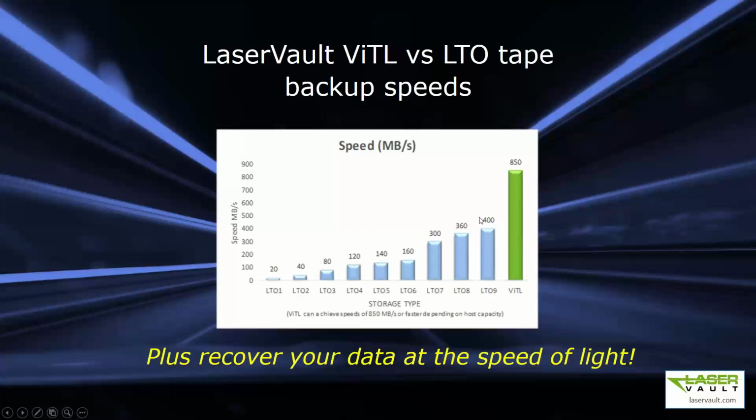So Vital versus LTO tape backup speeds, you can see the difference, even between LTO 9 on the far right there at 400 megabytes a second, up to 850 megabytes a second for backup speed using virtual tape and using disk instead of tape. So your saves are going to be quite a bit faster, and your restores are also a lot faster compared to tape.